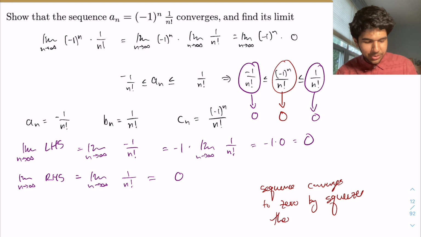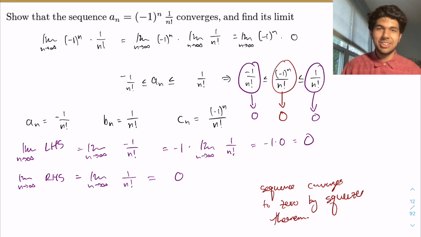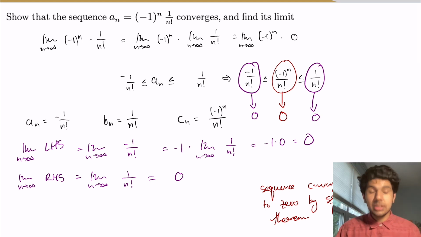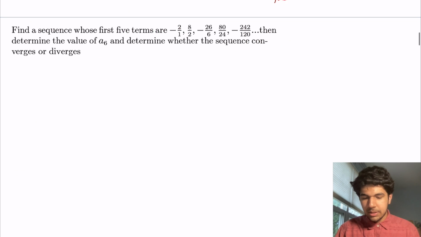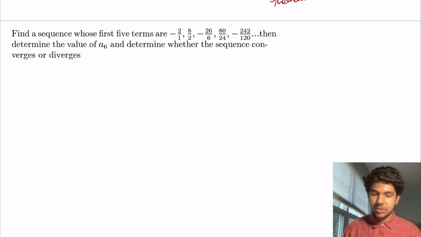So that is one really cool application of the squeeze theorem, and we can see that it helps us out a lot because we didn't have to handle that nasty limit to start with. Let's do one more example. So first, we want to find a sequence whose first 5 terms are those terms, and then determine the value of a sub 6, and determine whether the sequence converges or diverges.